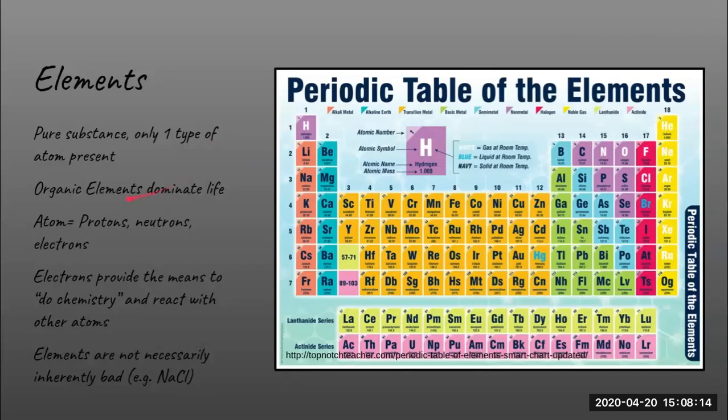In life, we deal with these organic elements, and some of these would be carbon, nitrogen, oxygen, fluorine, hydrogen. These are elements that show up abundantly in life, and so you might hear them referred to as organic elements. The atoms, which these consist of, are made up of protons, which are your positively charged particle. You have your neutrons, which don't carry a charge, and then you have the electrons, which balance the protons' charge.